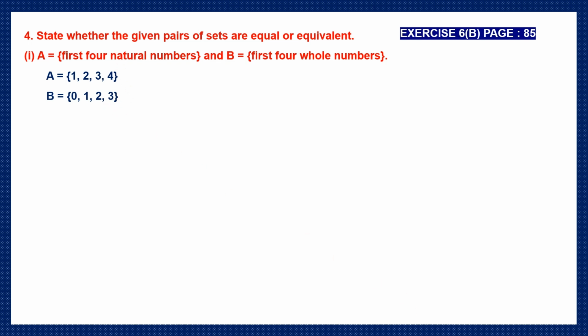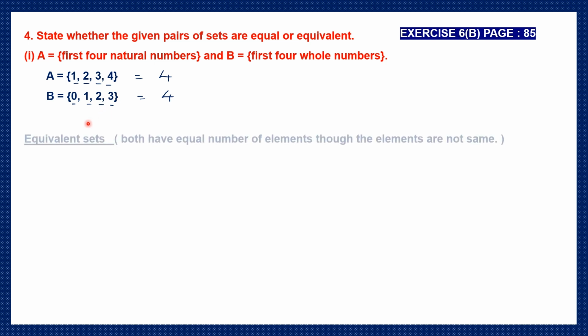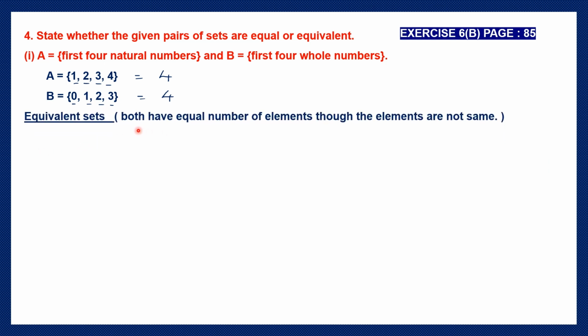But look at the cardinal number. How many elements are there? 1, 2, 3, 4. There are 4 elements here. Here also 1, 2, 3, 4. We have 4 elements. Since the cardinal number is the same, or since the number of elements in both the sets is the same, we call them equivalent sets. So these are equivalent sets. And what's the reason? Both have an equal number of elements, though the elements are not the same. It doesn't matter whether they are the same or not as long as they have an equal number of elements.